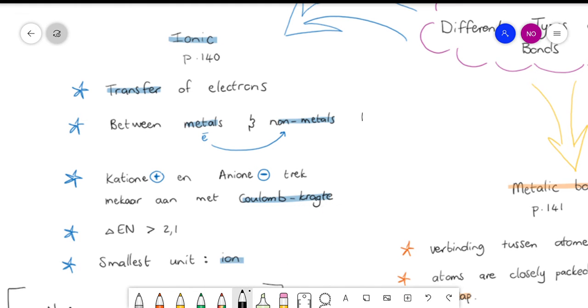So for instance, when we're looking at sodium chloride, dan is natrium mos 'n metaal en chloor is 'n nie-metaal. And what you also need to know is that it's a transfer of electrons from the metals to the non-metals.